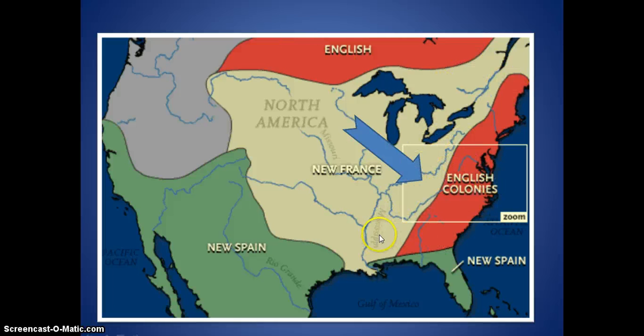Now, in between these two areas, kind of where this arrow points to, just beyond the Appalachian Mountains, is something called the Ohio River Valley. And there are many, many natural resources in this area. And as you will see, both these countries, Great Britain and France, want the resources in the Ohio Valley.